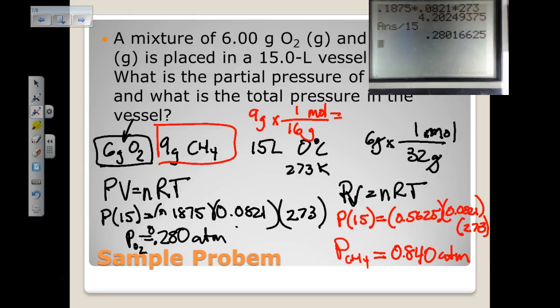But now we want the total pressure. Well, Dalton's law of partial pressure says that if we take these two and add them up, that's the total pressure. So there's the partial pressure of oxygen plus 0.840. And so now we get that the total pressure, P total, equals 1.12 ATM. This plus this. And so that's a partial pressure problem.